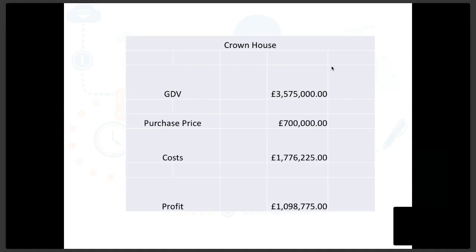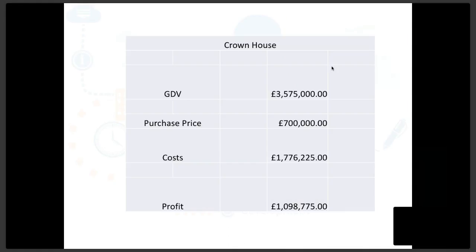We then look at another project. Now, this is when we get into the multi-million-pound project. I didn't want to disappoint anyone and make it a collective multi-million-pound. So this is Crown House. Again, the GDV is massive. Now, the GDV as a developer doesn't matter to me that much. The actual profit is what matters to me. Then we have the purchase price of 700K, and then the cost of 1.76225 million.